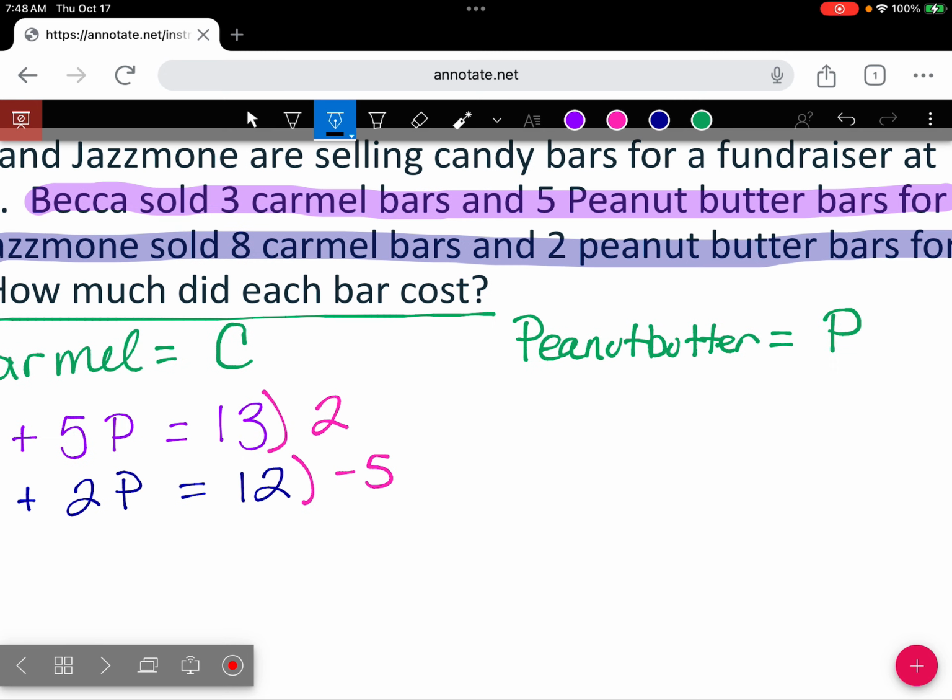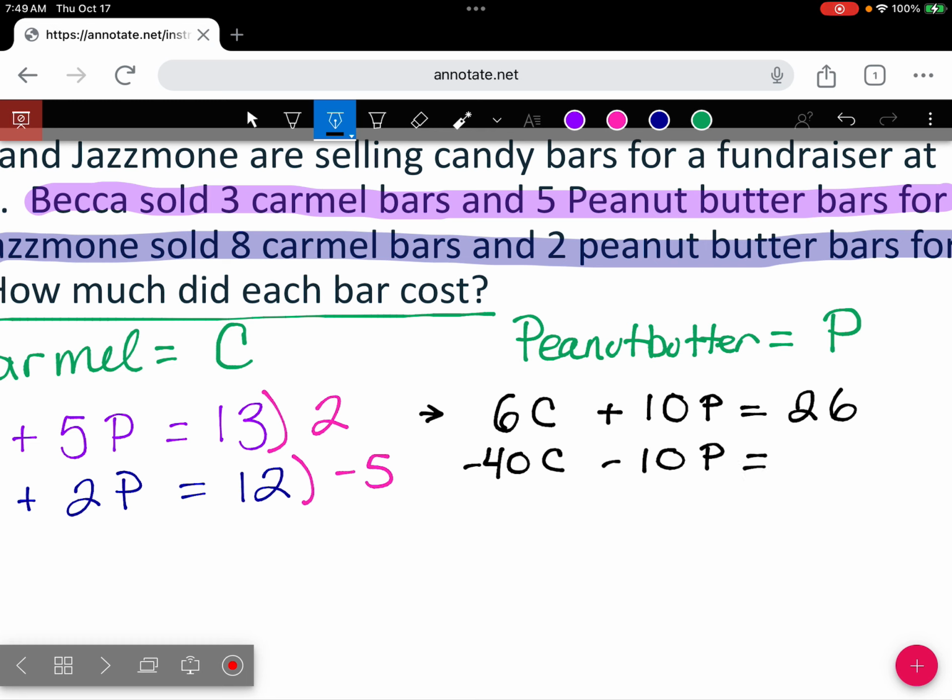So that's going to give us, top one multiplying by 2, 6c plus 10p equals 26. And our bottom one is going to get real big here for a second. It's okay. Minus 40c minus 10p equals minus 60.